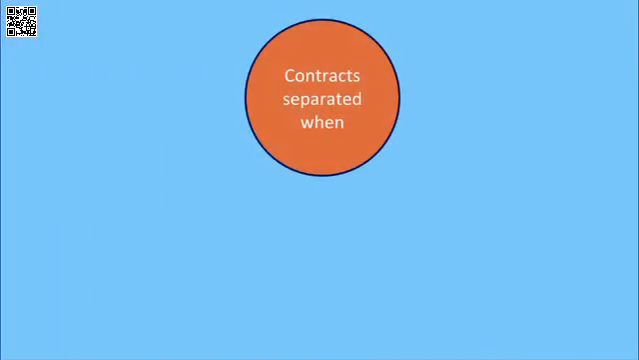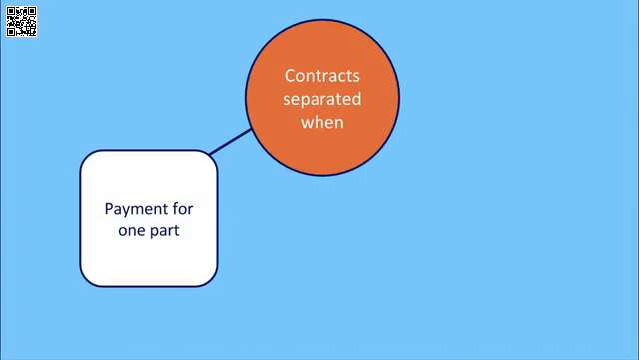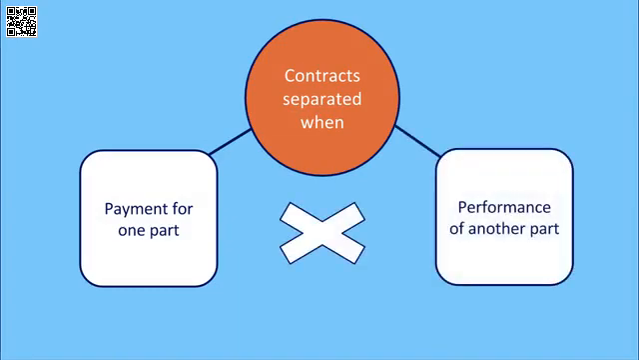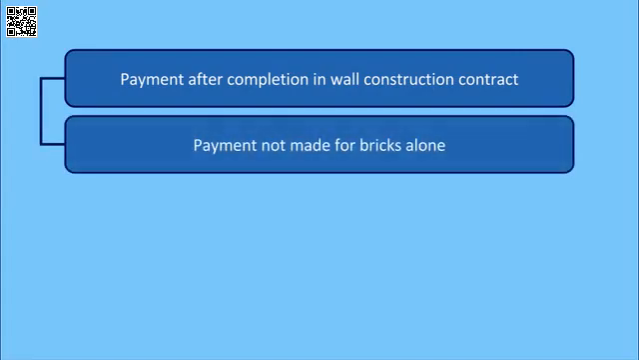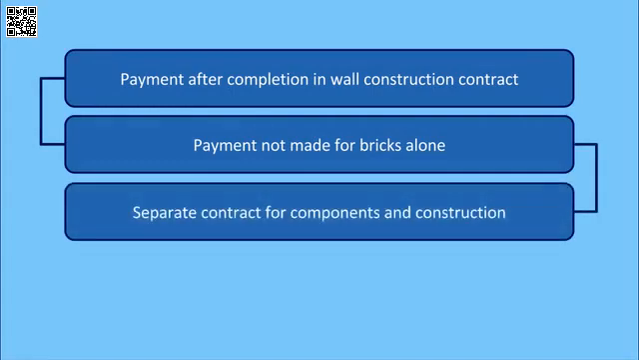Contracts could be separated where the payment of one part of the contract is not dependent on the performance of another part. For example, in a contract to construct a wall, payment would not be made upon delivery of bricks, but on the completion of a wall. If the wall was not complete, then it would be very unlikely that payment for the bricks alone would be made. If, however, contracts existed for the supply of bricks for a certain amount, and the construction of a wall for a certain amount, it would be more likely that these contracts would be treated separately.